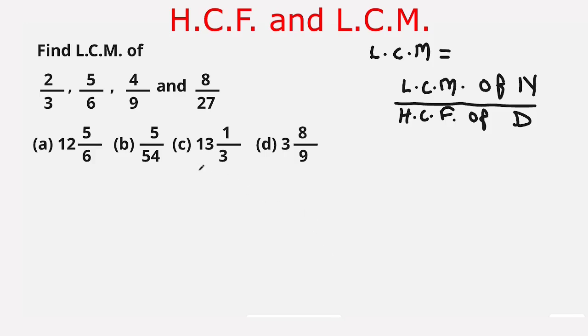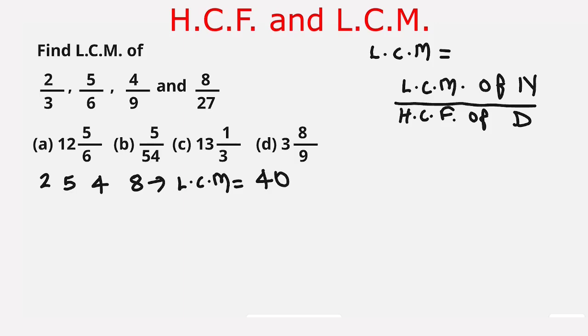I hope you have understood how to solve it from given options if such options are given. Now we will solve it with the proper method. We have to find the LCM of numerator. The numerator numbers are 2, 5, 4 and 8. 2 is included in 4 and 4 is included in 8. Therefore we have to just find the LCM of 5 and 8. And the LCM of 5 and 8 is 40 because 5 and 8 both are co-prime numbers. So 8 times 5 is 40.